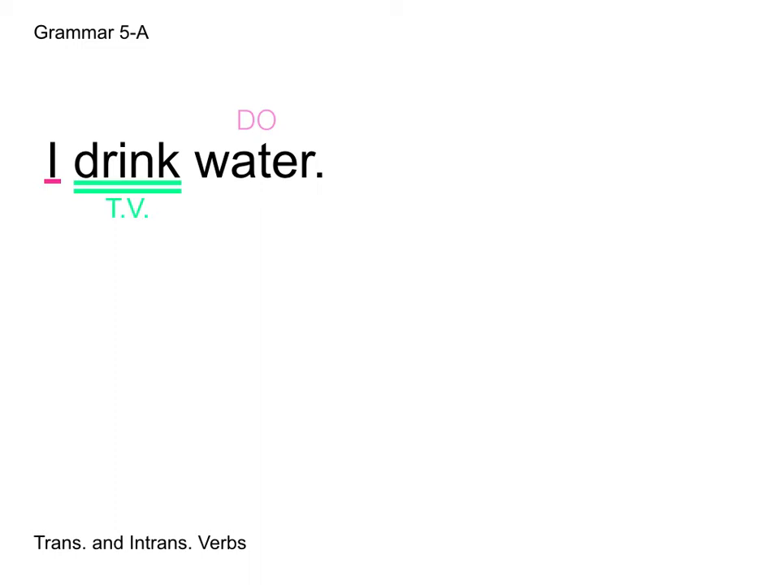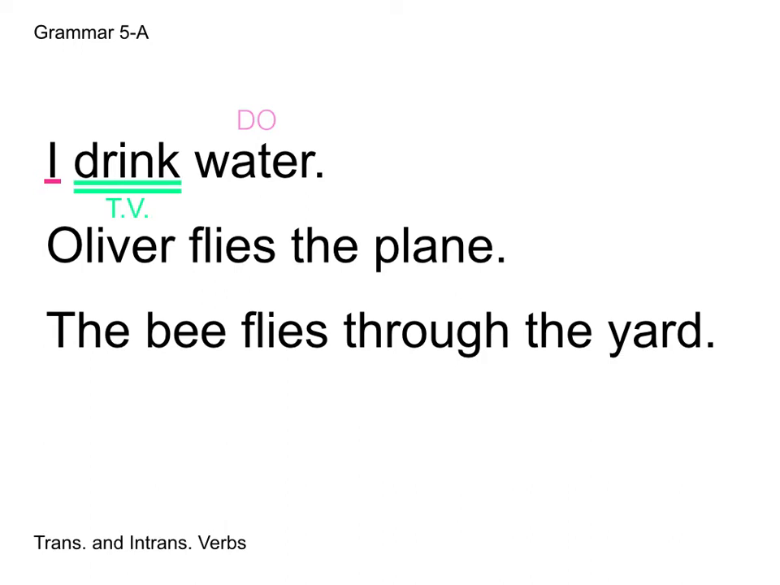So, like I said, this is a type of action verb we have dealt with a lot and we are very comfortable with, hopefully. So now let's look at two more examples. Here we have Oliver flies the plane and the bee flies through the yard. So that first sentence, Oliver flies the plane, our subject is Oliver. And what action is Oliver completing? He is completing the action of flying. Now, is anything receiving the action of the flying? Yes, the plane is being flown. Oliver is completing the action. The plane is receiving the action. So that makes flies a transitive verb, TV.